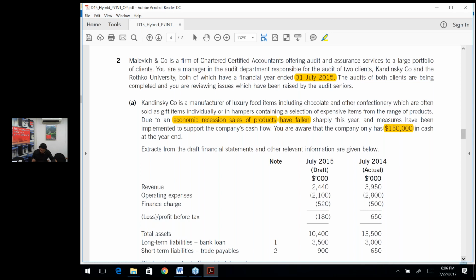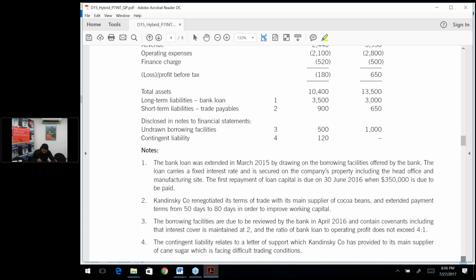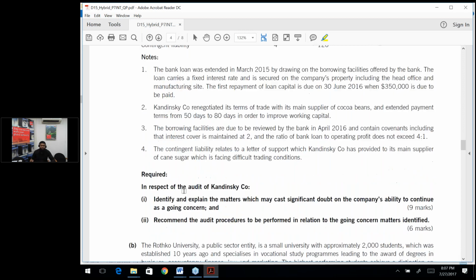Now, what exactly are the requirements of the question? It says in respect of the audit of Canadian Sky Company, identify and explain the matters which may cast significant doubt on the company's ability to continue as a going concern. So you need to talk about the matters which may cast significant doubt on the company's ability to continue as a going concern. And number two is that you need to recommend the audit procedures to be performed in relation to going concern matters identified.